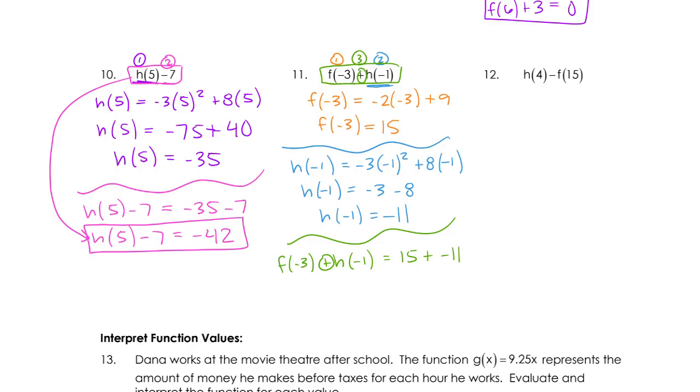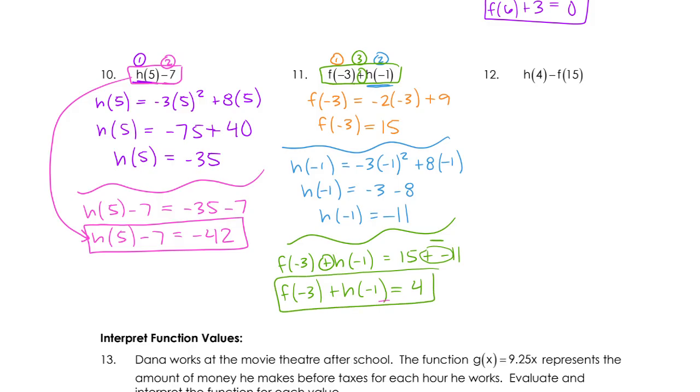Now, this does technically break our adding a negative rule, but we are just showing our work here, so I'm fine with it. If you wanted to just go straight to it being a minus sign, I would love that even more. But then my last step here, f of negative 3 plus h of negative 1, 15 minus 11, or plus a negative 11, would end up with a final answer of 4.